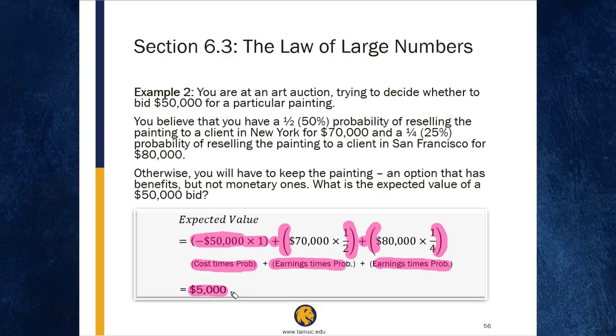And what that means is, on average, the expected value is a $5,000 profit for this particular painting. Given the three different outcomes that could happen: keeping it with a loss of $50,000, selling it for $70,000 with a probability of 1/2, or selling it for $80,000 with a probability of 1/4, we would expect to receive on average a $5,000 profit.